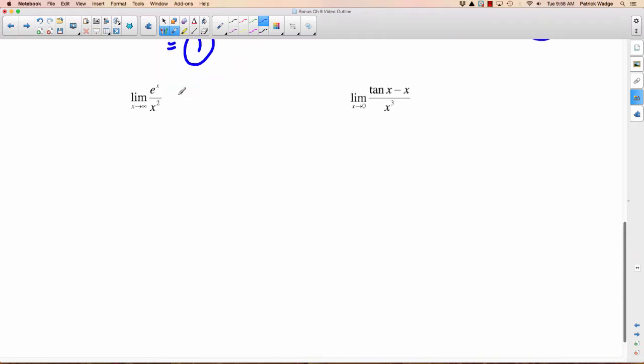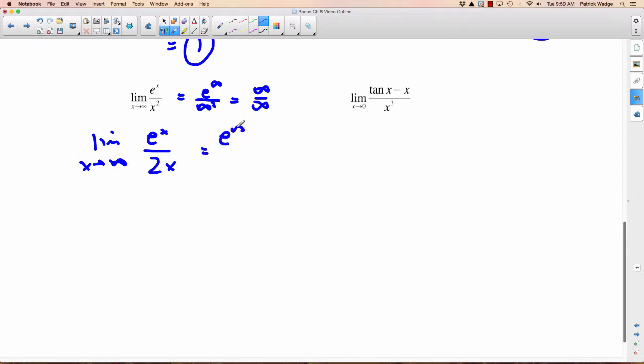Okay, let's try another one. If we substitute in infinity here, you'd have e to the infinity over infinity squared. Well, e, that's 2.7, to the infinity, that's just infinity. And infinity squared is infinity. It's indeterminate. So we're allowed to take L'Hopital's rule. So there we go. The derivative of e to the x is e to the x. The derivative of x squared is 2x. So let's try substituting in.